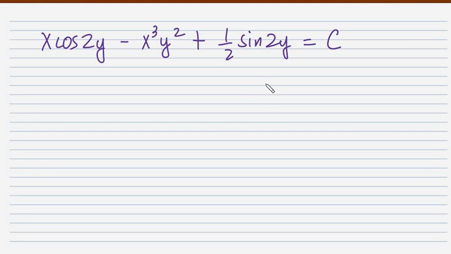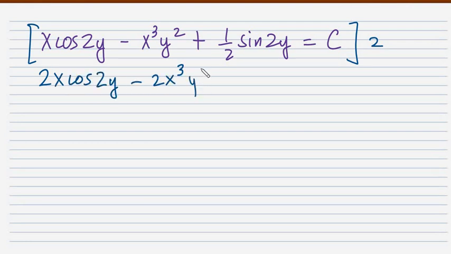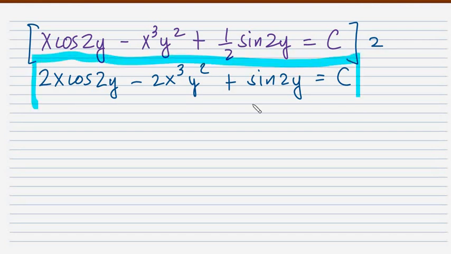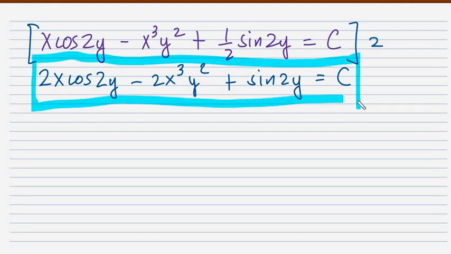So to simplify this, we can remove the 1/2 by simply multiplying it by 2. So 2x cosine 2y minus 2x cubed y squared plus sine 2y is equal to c. So that is the final answer.